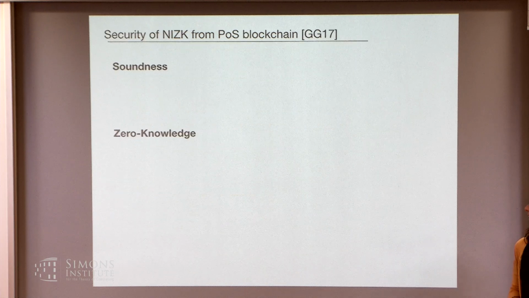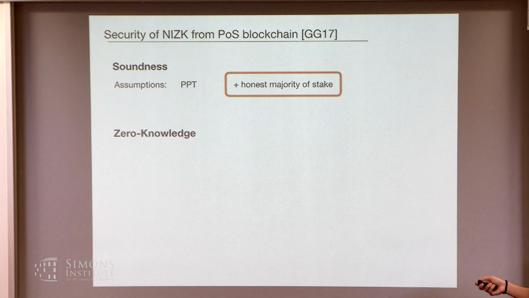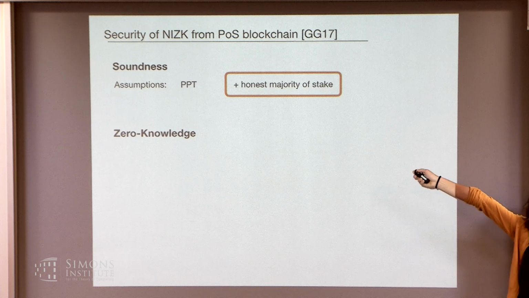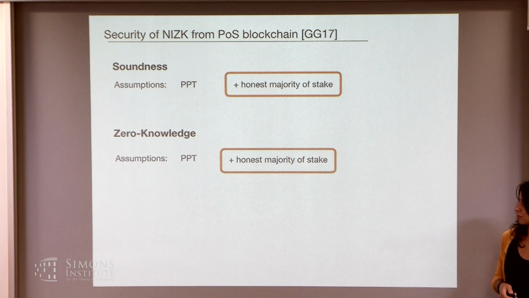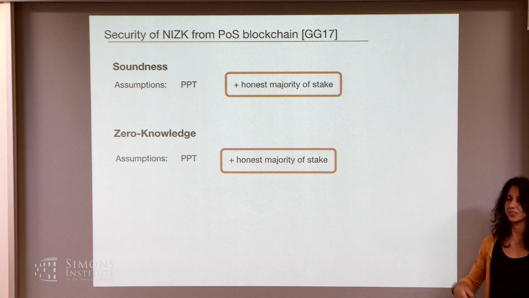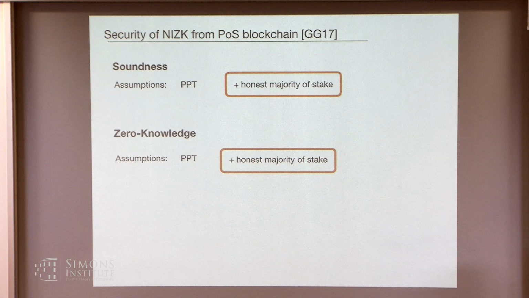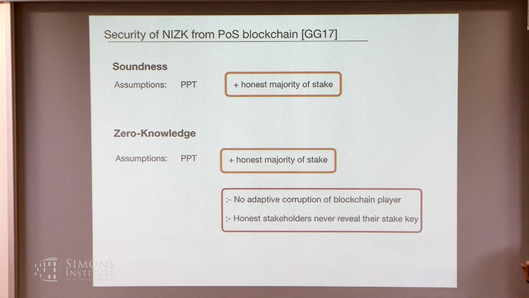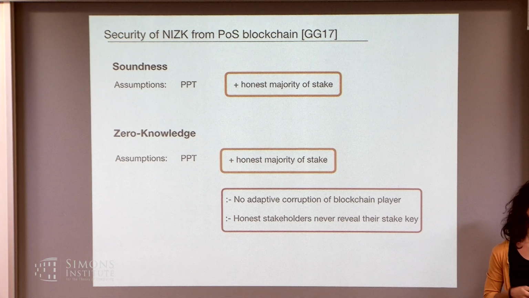That's the idea. Now let's look at the soundness. To prove soundness, you assume that your adversary is PPT and you have an honest majority of stake. For zero knowledge, you assume that your adversary is PPT and, again, the majority is honest, so the majority of players is controlled by the simulator. But in this particular proof, there are two additional constraints that are needed for the proof to go through. One is that the zero-knowledge adversary is not allowed to corrupt, so no adaptive corruption of blockchain players. Another requirement is that honest stakeholders should never reveal their key. If you have these assumptions, then you can prove that your scheme is zero-knowledge.